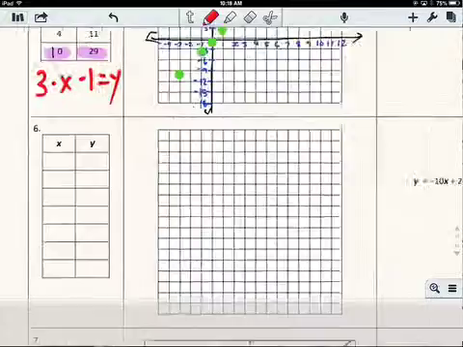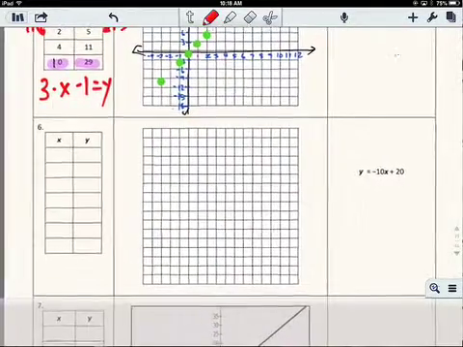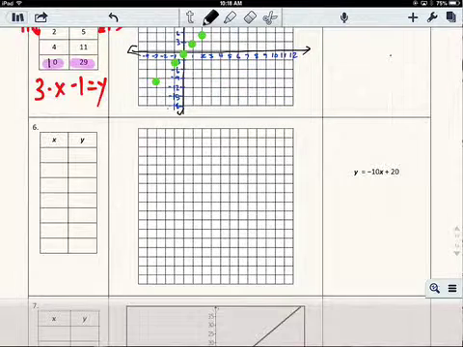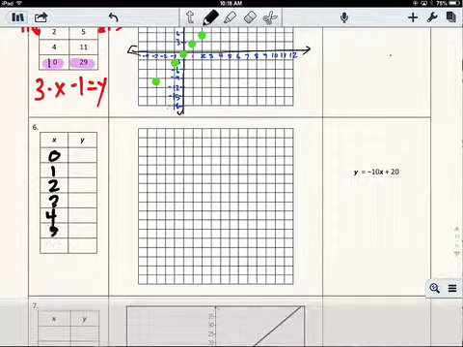All right, -10x plus 20. -10x plus 20. So my x is, let's make a totally positive graph because there's nothing saying I have to use all 4 quadrants. 4, 5, 6. -10 times 0 is 0, plus 20 is 20. -10 times 1 is -10, plus 20 is 10.